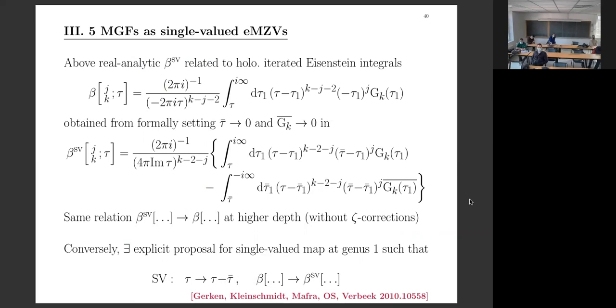images. I don't think I can say many details in view of the time, but roughly speaking, there is a proposal for a single valued map at genus 1 such that the beta SV is really the image of a meromorphic object, which gives you in the long run a path from the open string to the closed string, at least at the level of integrating the punctures. So this is a tentative genus 1 upgrade of a well-established single-valued map at genus 0.